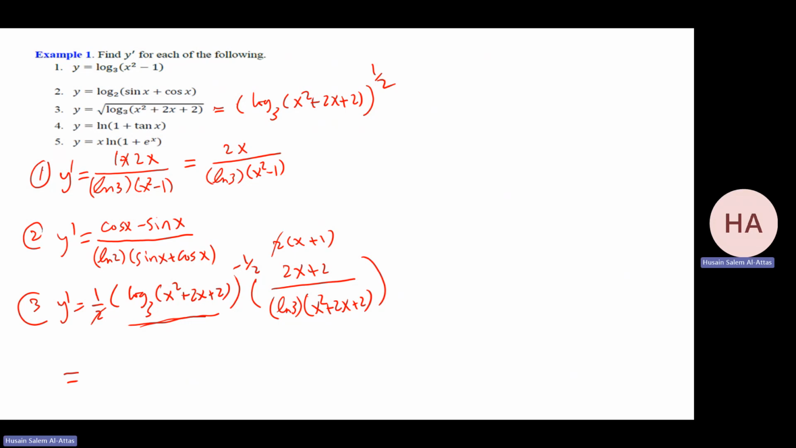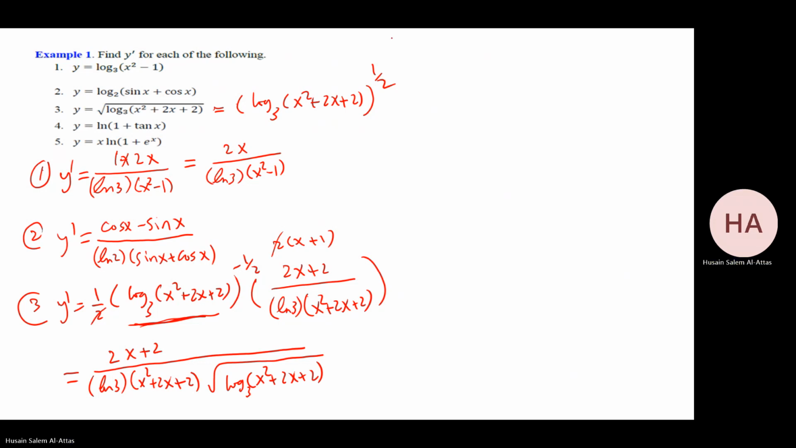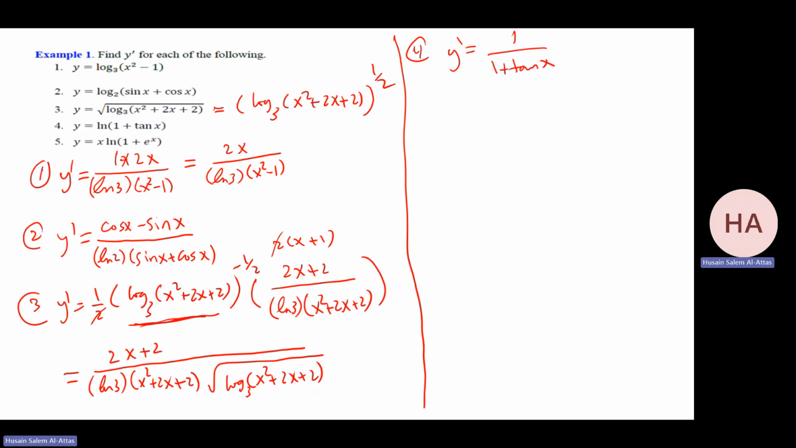So I have 2x plus 2 over ln 3 times x squared plus 2x plus 2, and I will put this square root of log with the base 3 of x squared plus 2x plus 2. Or, ln of 1 plus tan x: y prime is 1 over 1 plus tan x times the derivative of tan x, which is secant squared x.